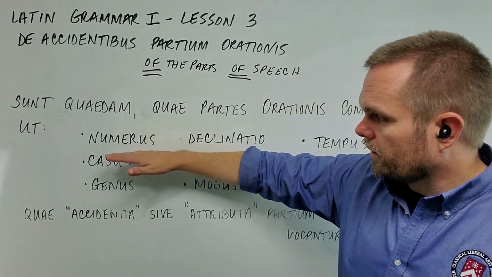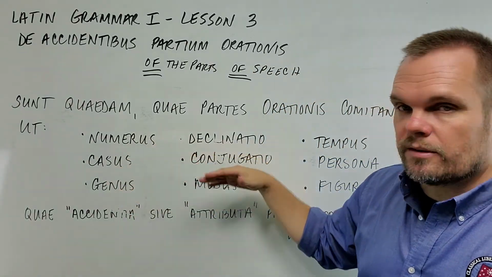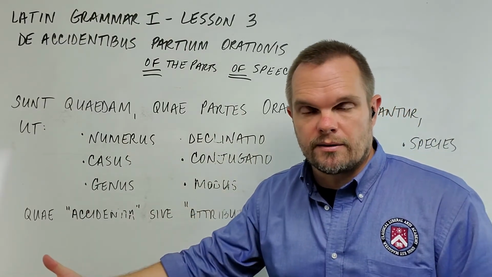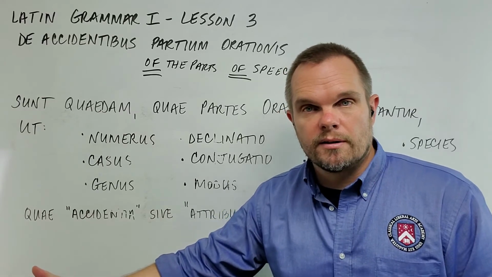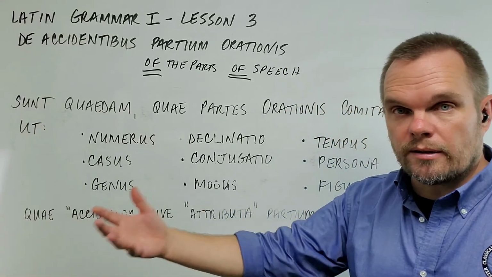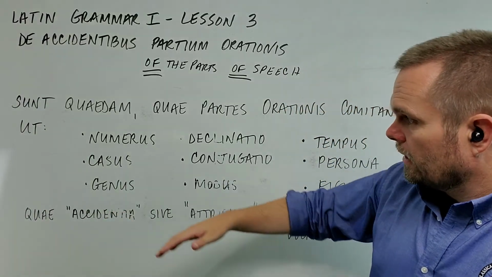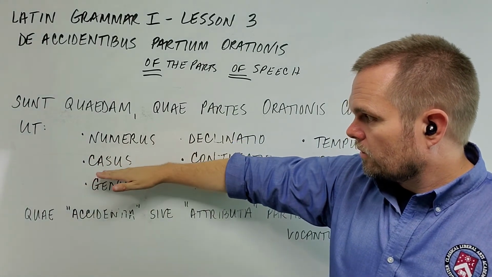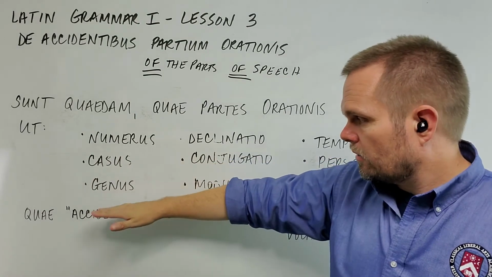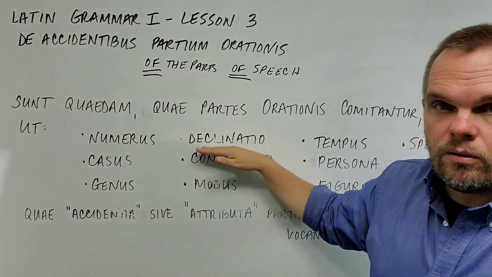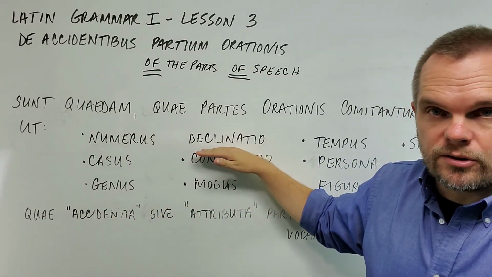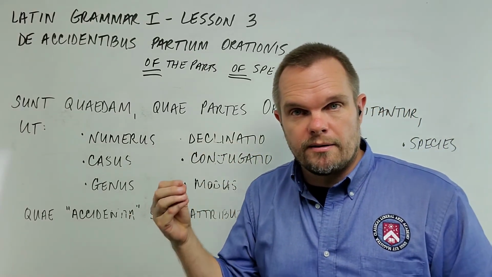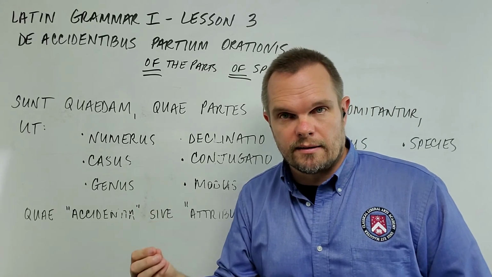So we're just going through learning about the different accidents because we're going to be using these words and talking about these things as we get started in studying the parts of speech in our next lesson. So you should know what the 2 numbers are, what the 6 cases are, what the genders are, and now what the 5 declensions are. Okay, the 5 noun declensions and how they're identified by the different genitive singular endings.